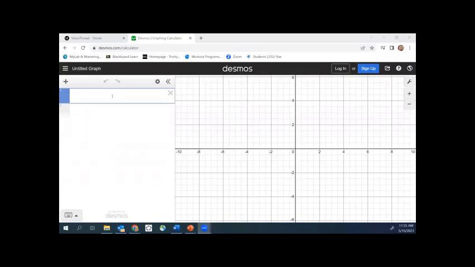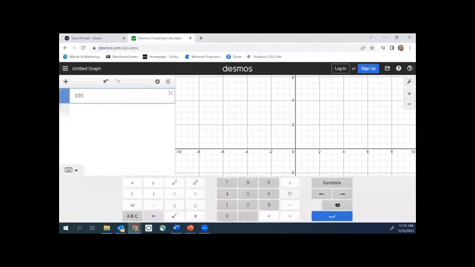Here's how you would type this into Desmos. 100, open your little keyboard here, times, open parentheses, 1.1, close parentheses, and the power, you're going to hit this one here and type 5. And that is how I got the answer of 161.05.